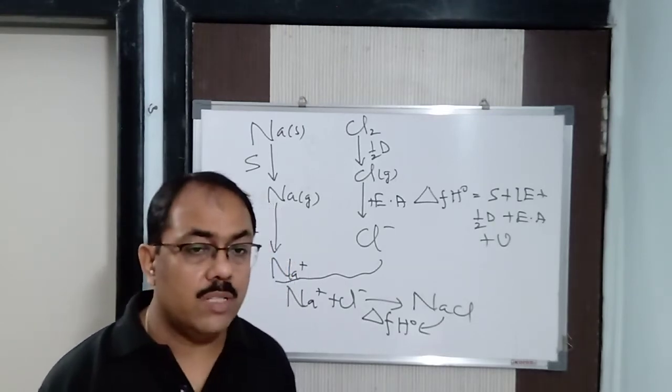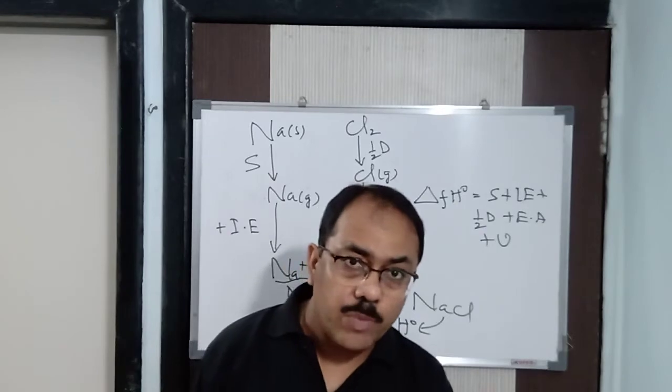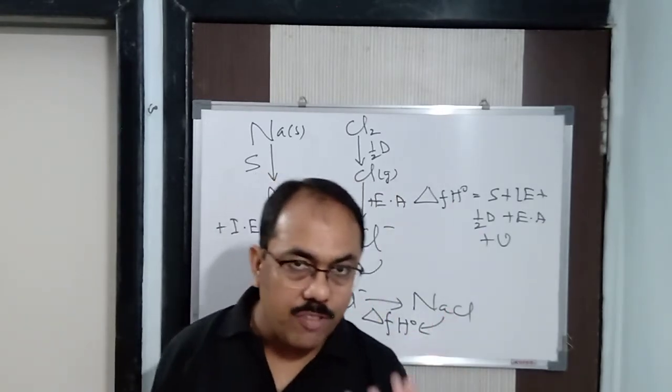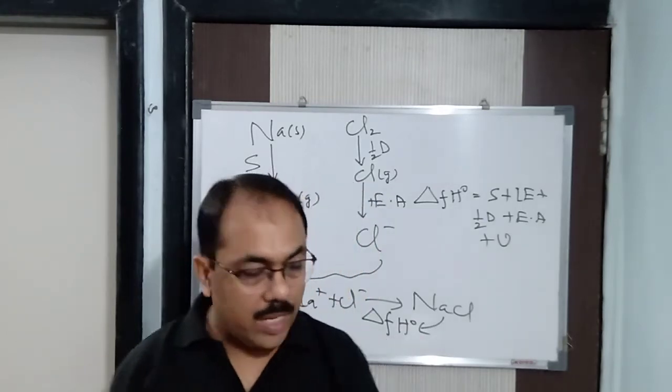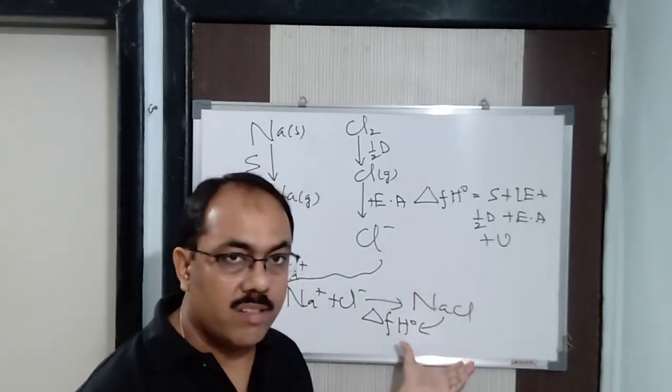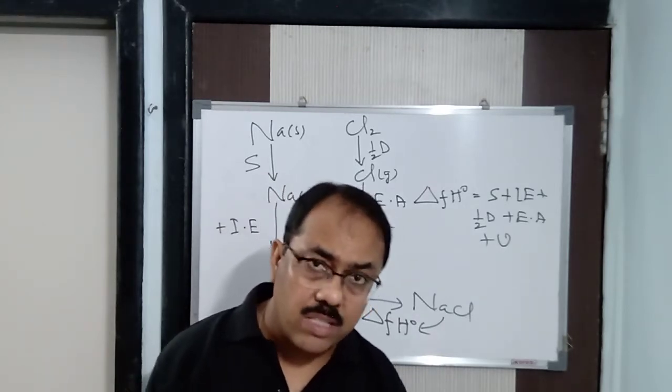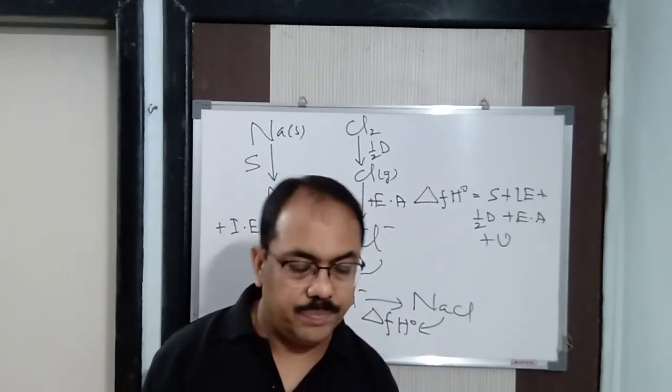Lattice enthalpy means what? Lattice means definite geometrical structure. So whenever an ionic compound is formed, it is formed of a definite geometrical structure. Like sodium chloride is ionic, it is crystalline. Clear? It is of definite geometrical structure. As I said, it is crystalline in nature.